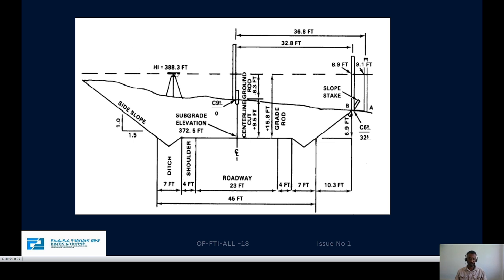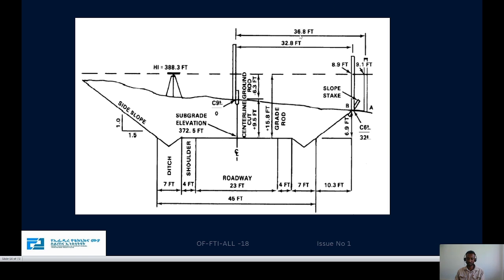In the drawing also, the height of the instrument is 388.3, and the subgrade elevation is 372.5. Subtracting the subgrade from the height of the instrument gives positive 15.8. When we say the ground rod at the center, we get 6.3. So 15.8 minus 6.3, we get 9.5. This is positive, which means we have a cut of almost 9.5. So we get the slope stakes.